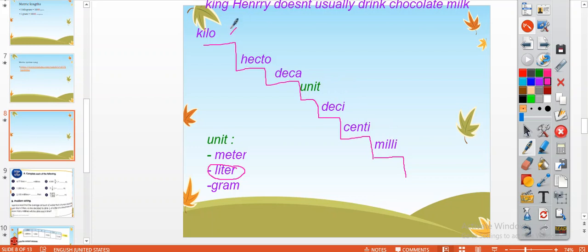And here you should mention that whenever you go down, you will multiply by 10 in each step you go down. And whenever you go up, you have to divide by 10 in every single step you go up. Got it? Great. So let's see how we're going to apply this on our lesson. Here we go.